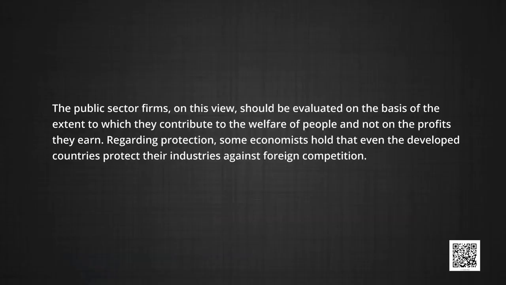A few economists also point out that the public sector is not meant for earning profits, but to promote the welfare of the nation. The public sector firms, on this view, should be evaluated on the basis of the extent to which they contribute to the welfare of people and not to the profits they earn. Regarding protection, some economists hold that even the developed countries protect their industries against foreign competition. So, in order to provide a level playing field to our domestic producers, we should also do the same.